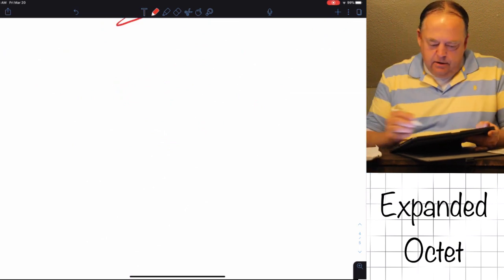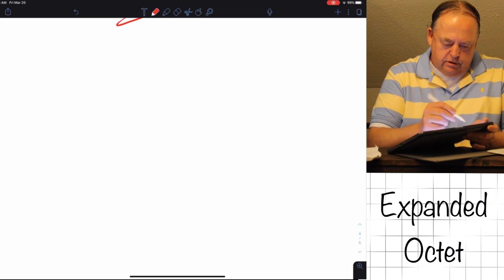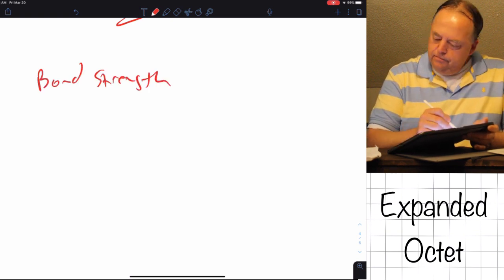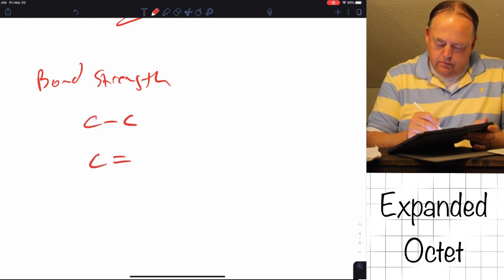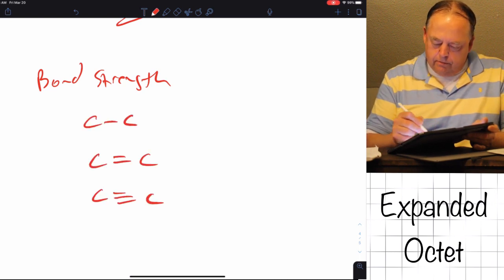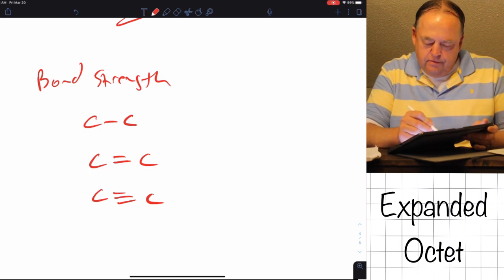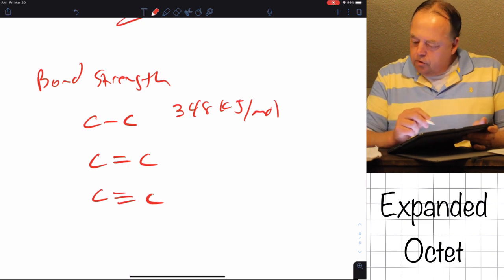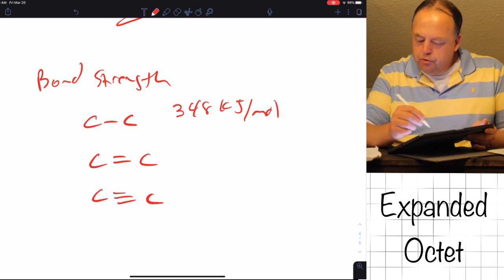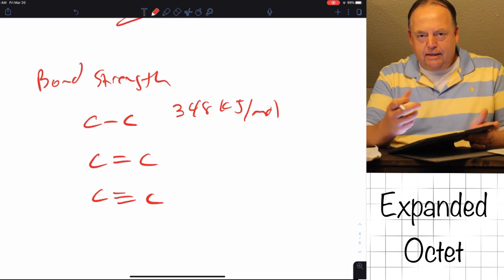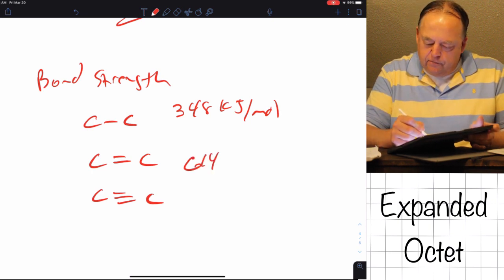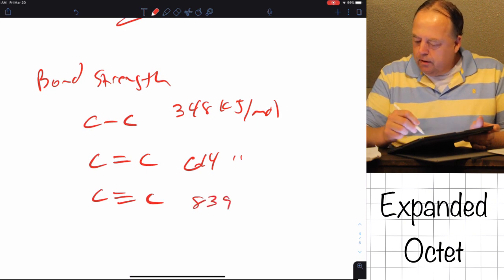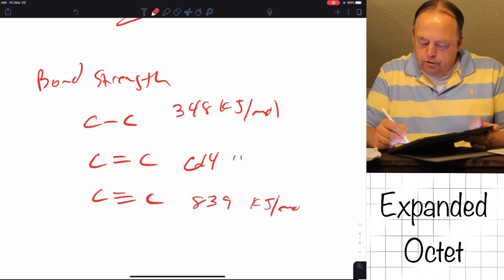Okay, so lastly, in this lecture, let me just say a little bit about bond strength. So the carbon-carbon single bond, carbon-carbon double bond, carbon-carbon triple bond. If you look at the bond strength, the carbon-carbon single bond is 348 kilojoules per mole. That's how much energy would be required to break that bond. Double bond is 614 kilojoules per mole, and a triple bond between two carbons is 839 kilojoules per mole.